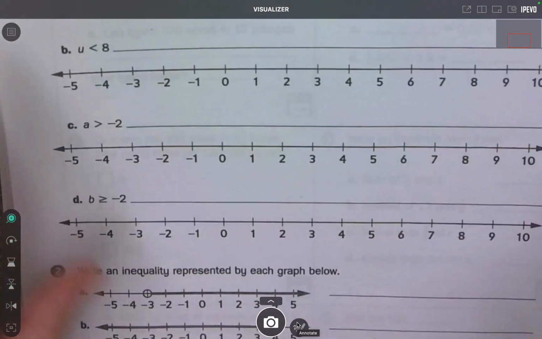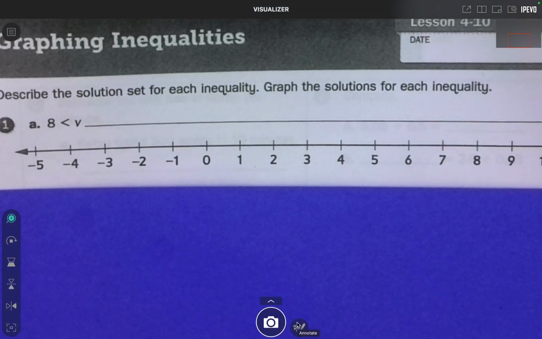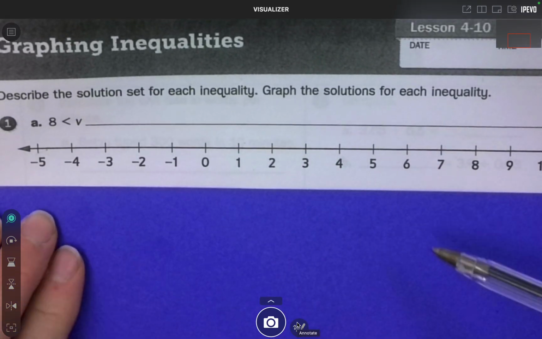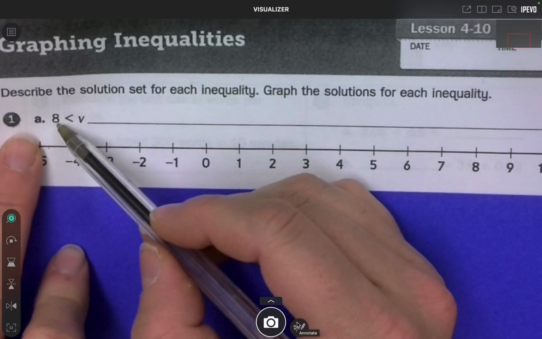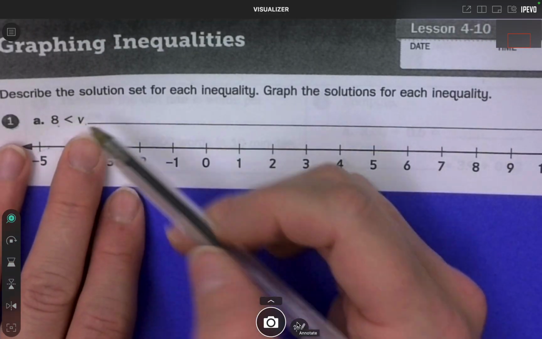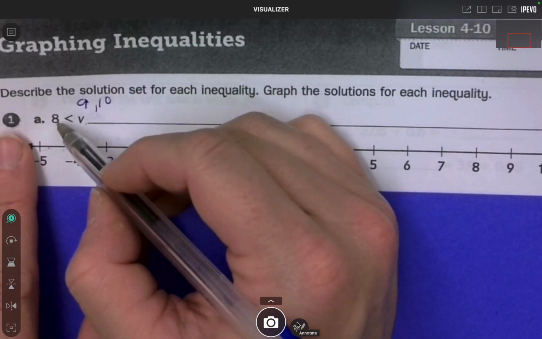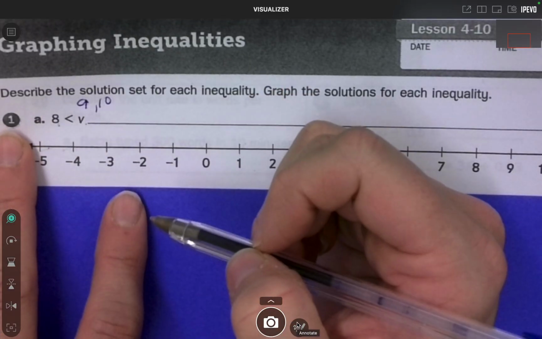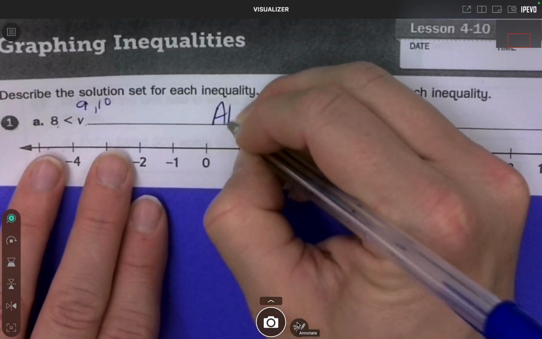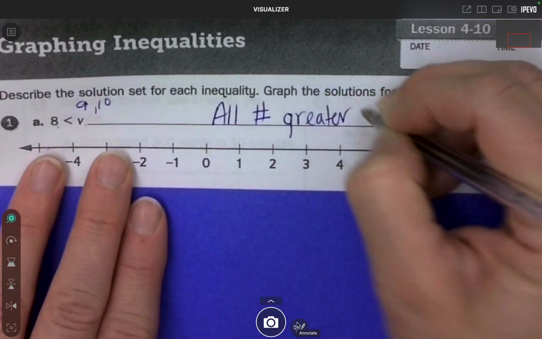So on the first page, we found solutions. On this page, we are going to be graphing our inequalities. Okay, so they give you the number line. So this says that 8 is less than V. So 8 has to be smaller. So that means like this has to be 9, this has to be 10, right? For this to be true, 8 is less than 9, 8 is less than 10. So in words, it means all numbers greater than 8.